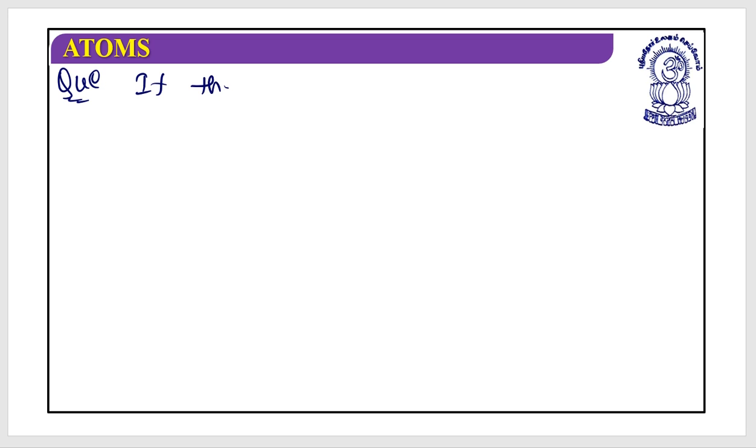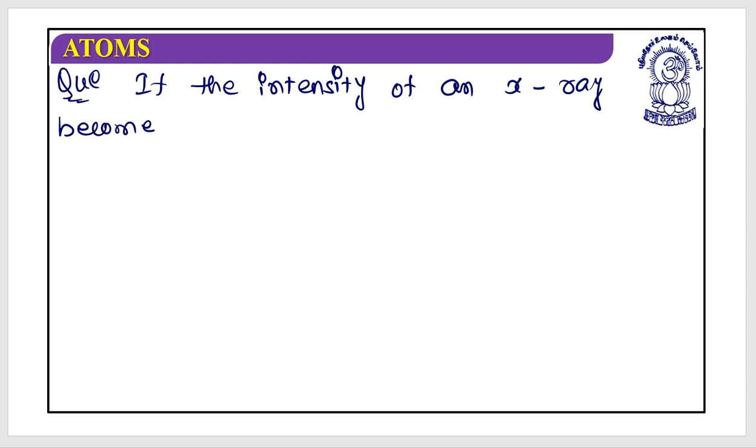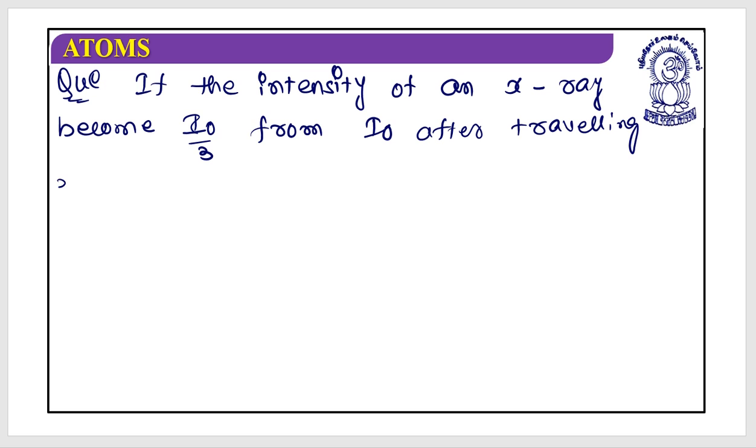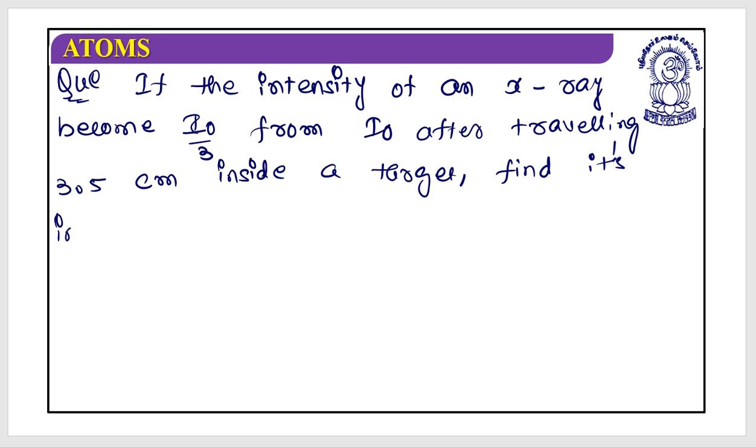The question says that if the intensity of an X-ray becomes I naught by 3 from I naught after traveling 3.5 centimeter inside a target, find its intensity after traveling the next 7 centimeter.